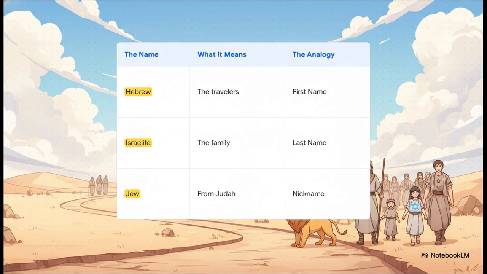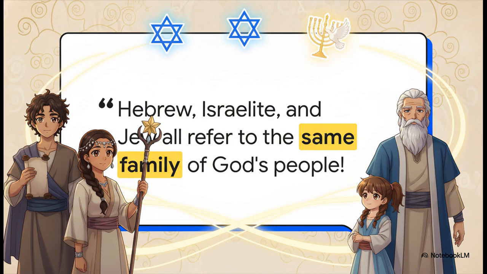This little chart makes it super clear. We've got Hebrew for the travelers, that's our first name, then Israelite for the whole family, that's our last name, and finally Jew from the tribe of Judah, that's the nickname. See? First name, last name, nickname. It's all one story. So let's just say it one more time so it really sinks in. Hebrew, Israelite, and Jew all refer to the exact same family of God's people. It's all part of the one incredible story that God has been writing since the very beginning.